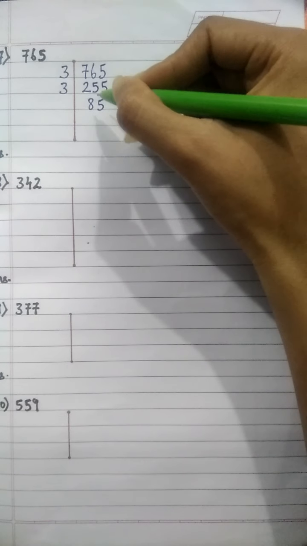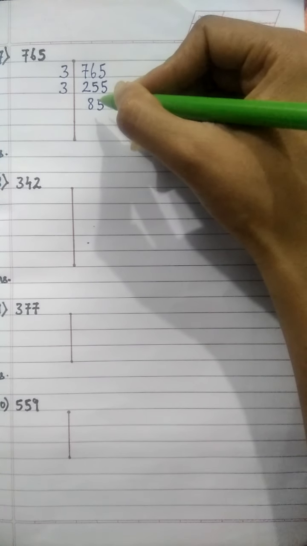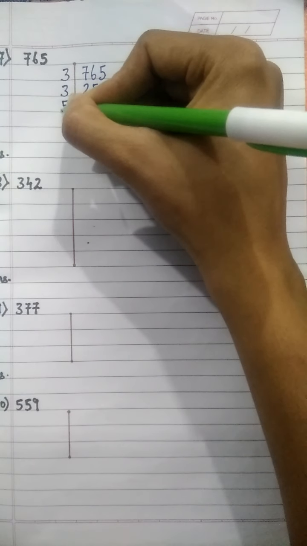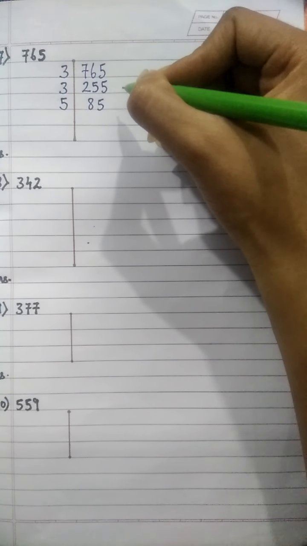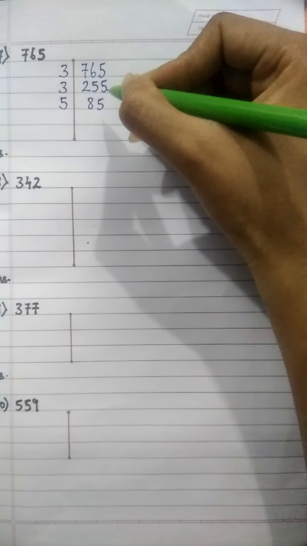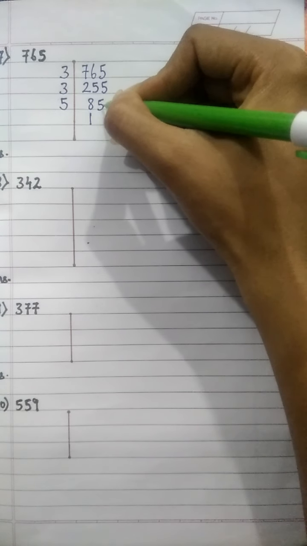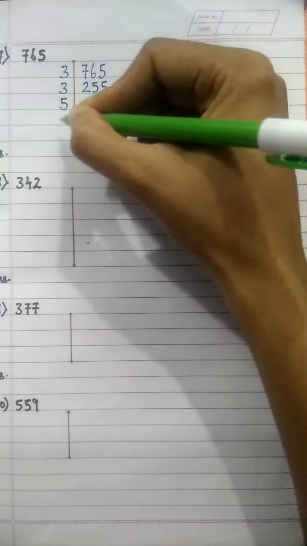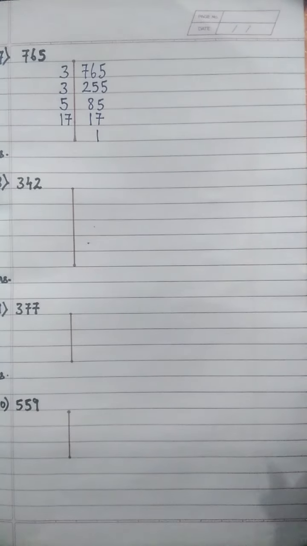Not divisible by 2. Let's check by 3. 8 plus 5 is how much? 13. Not divisible by 3 also. So let's divide it by the next prime number, 5. Divisible by 5 because 5 is in units place, and the test for divisibility by 5 says it should be 0 or 5 in units place. So 5 1s are 5. 3 comes here. 3 and 5, 35. 5 7s are 35. Now 17 is a prime number, not divisible by any other number. So 17 1s are 17. So this way we have got the prime factors for 765.